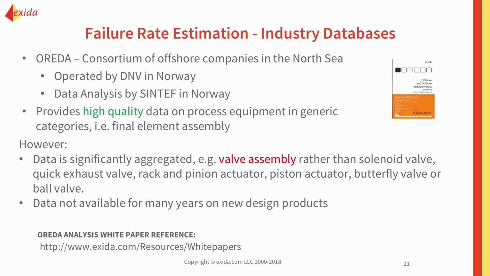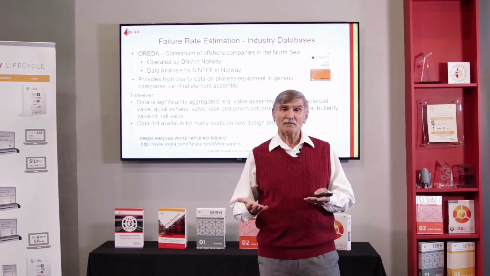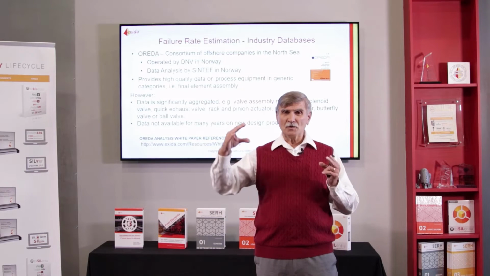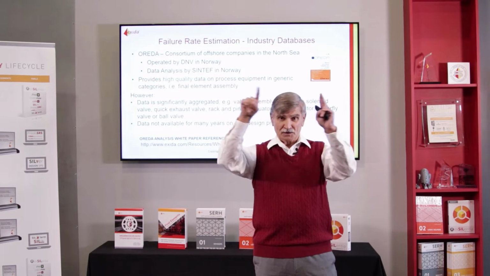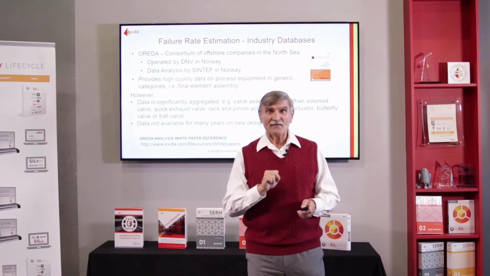But the data is significantly aggregated. It means, for example, they will give us data on a valve assembly, which has pneumatic control components. It has an actuator. We don't know what kind. It could be Scotch yoke, it could be pneumatic, it could be hydraulic, and a valve. We just don't know what kind. It might be a butterfly, might be a ball valve, might be some other type. But we have a good, high-quality data point for this collection of devices. I'm glad we have that data.